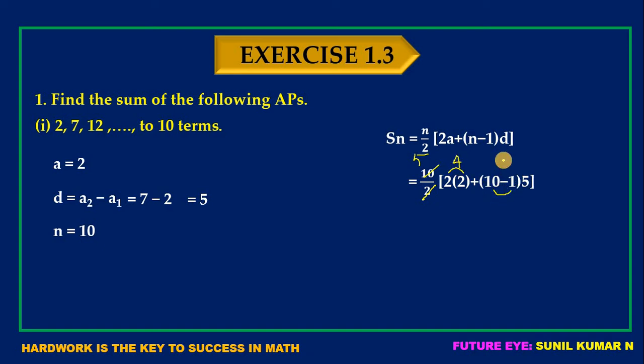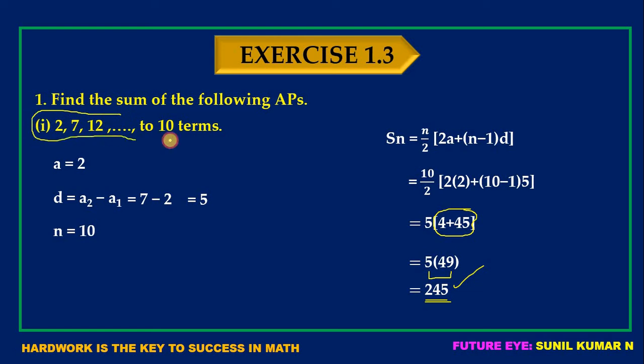So 10 minus 1 is how much, children? That is 9. Now 9 multiplied by 5, how much do we get? We get 45. See here, 5, 4 and 45. And again you have to solve what is inside the bracket first. So 4 plus 45 is 49 and the 5 you write as it is. So 5 into 49. So we get 245. So it is the sum of 10 terms of this AP.